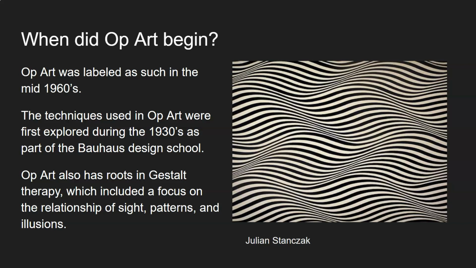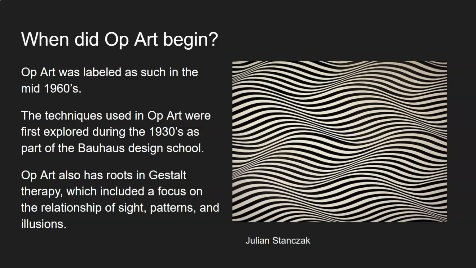So when did op art begin? It started around the 1960s is when it was labeled. But they were first explored back in the 1930s when there was something called the Bauhaus, which was a German design school. And it has its roots in Gestalt therapy, which is a focus on sight, patterns, and illusions.